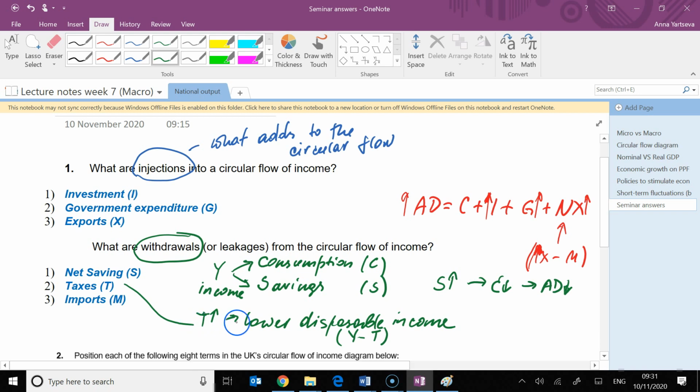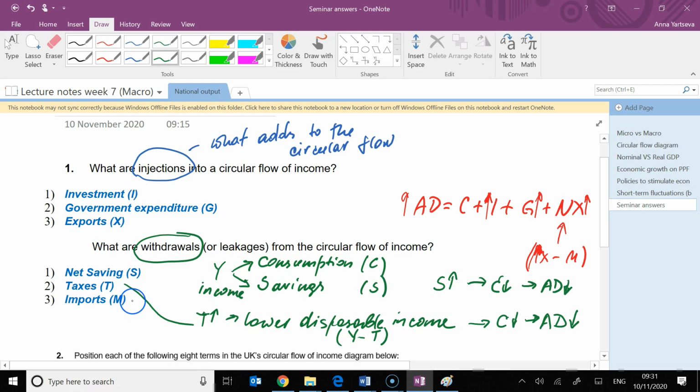So, the higher the tax rate, the lower disposable income, the lower consumption level will be, which will reduce aggregate demand. Because when taxes are high, you have less money to spend, consumption level will be low, which will reduce one of the components of aggregate demand. So taxes are a leakage. It's an amount of money which is removed from the circular flow. It's a leakage, it's a withdrawal.